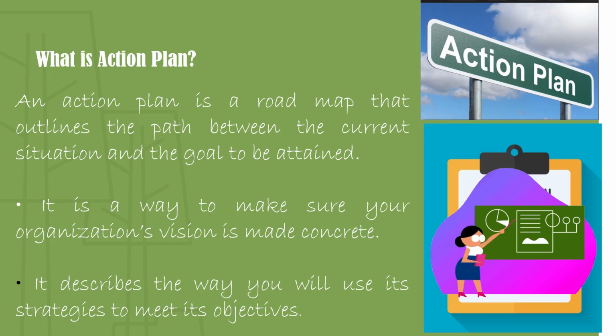What is an action plan? An action plan is a roadmap that outlines the path between the current situation and the goal to be attained. It is a way to make sure your organization's vision is made concrete. It describes the way you will use its strategies to meet its objective.